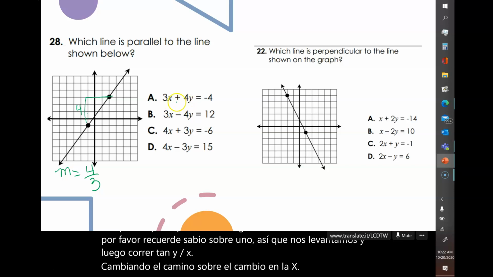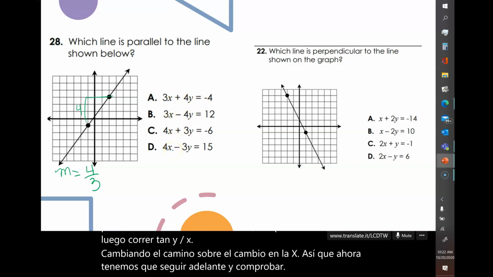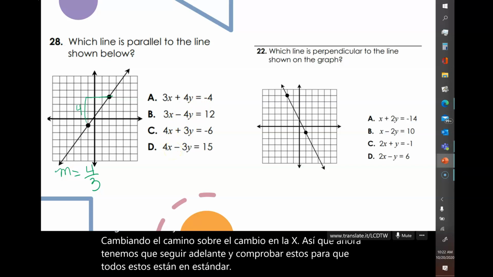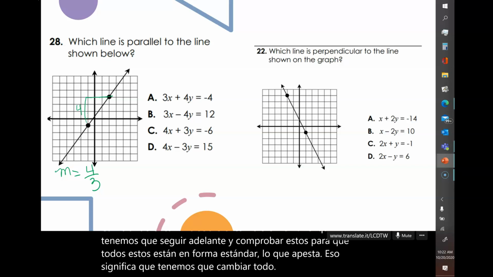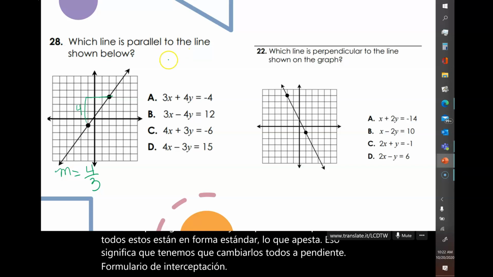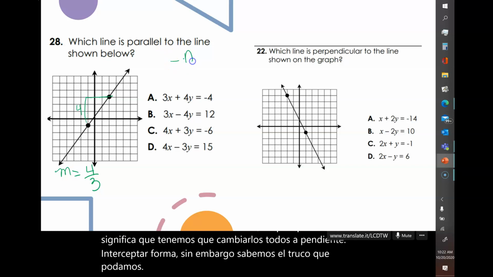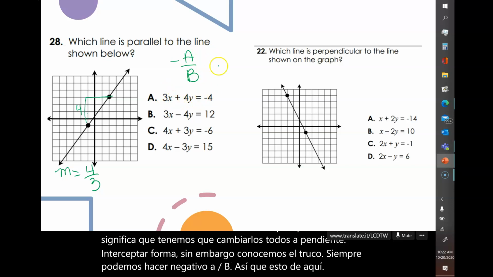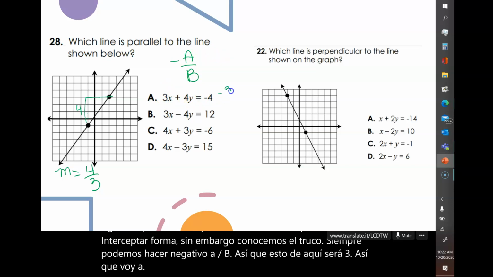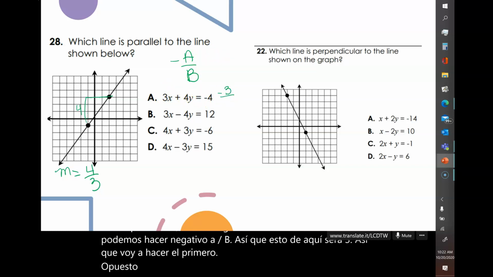So now we need to go ahead and check these. So all these are in standard form, which is annoying. That means we would have to change all of them to slope-intercept form. However, we know the trick. We can always do -a over b. So this right here will be 3. So I'm going to do the first one. Opposite of 3, -3 over 4.